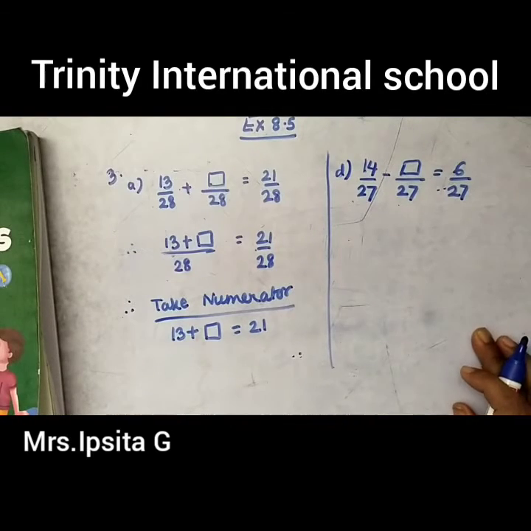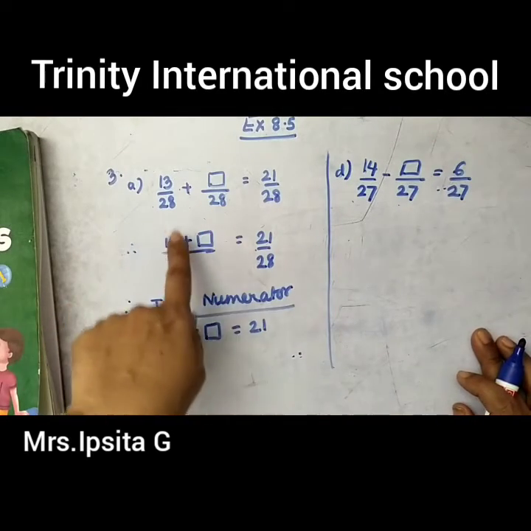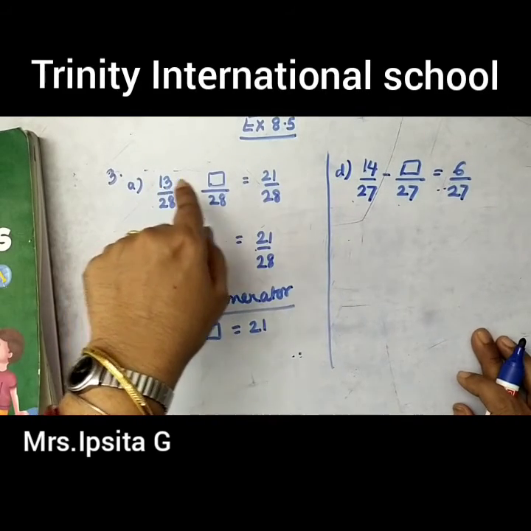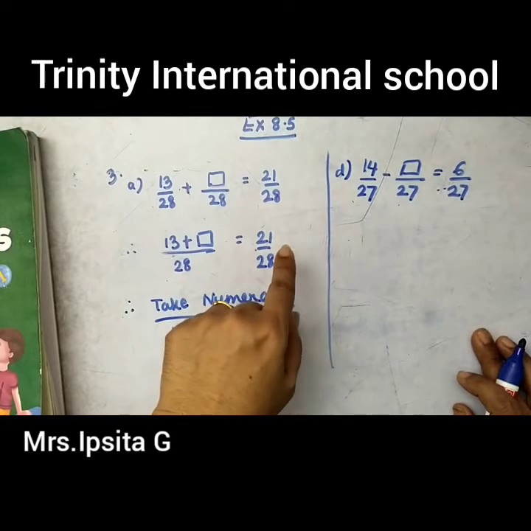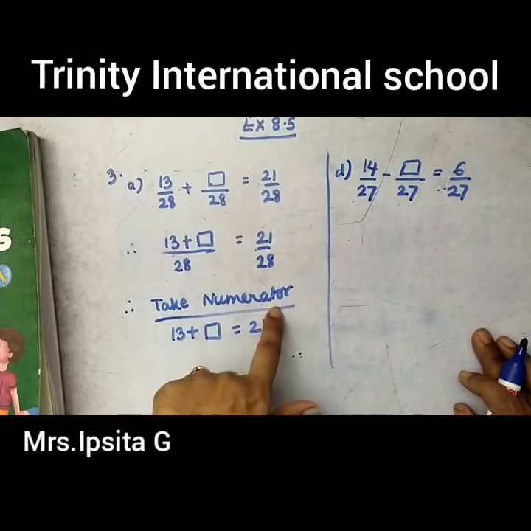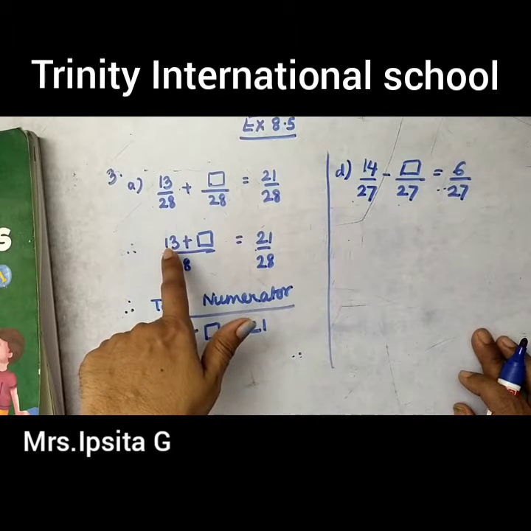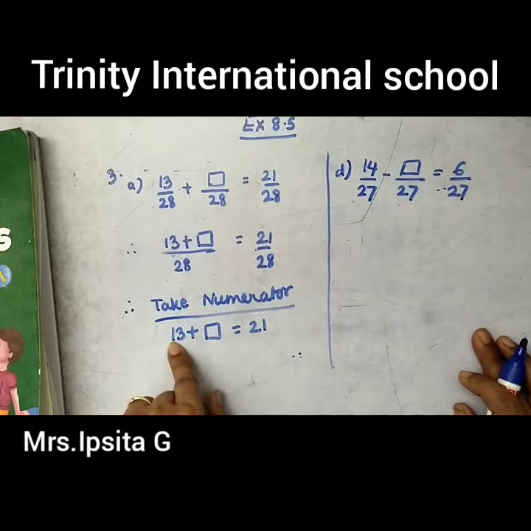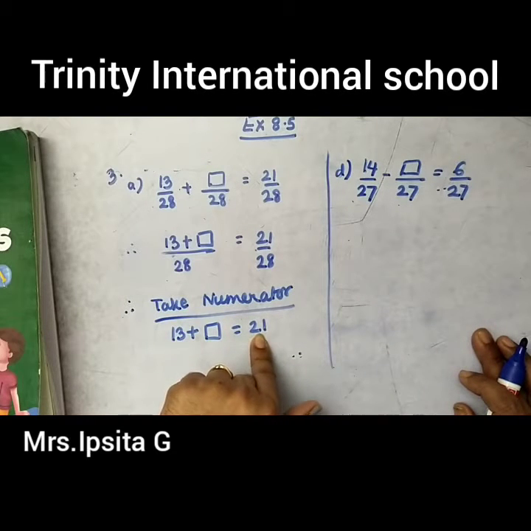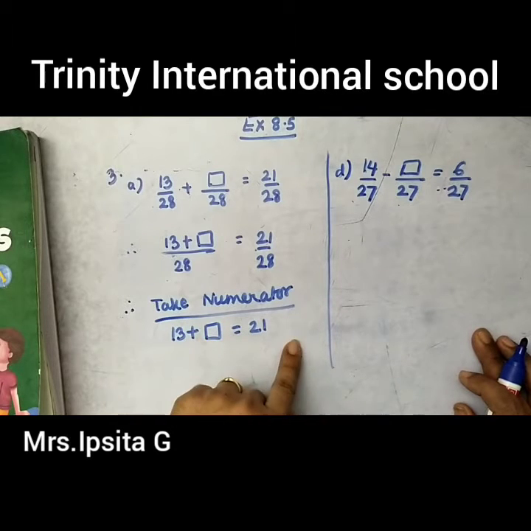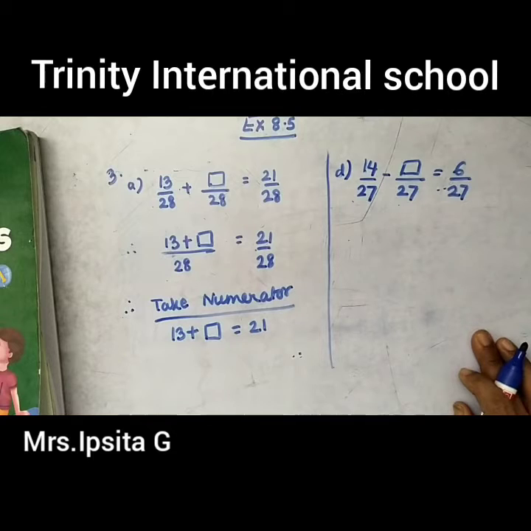Now see what I did. I have taken the common denominator 28 here and I have written the numerators. 13 plus box is equal to 21 upon 28. Now what I have written, take numerator. Take numerator means you have to take 13 plus box is equal to 21. So देखो मैंने यहाँ पर न्यूमरेटर लिख लिया है. अब क्या करेंगे, अब हमको ये बॉक्स का नंबर ढूंढना है. So what we will do, we will go for our addition.